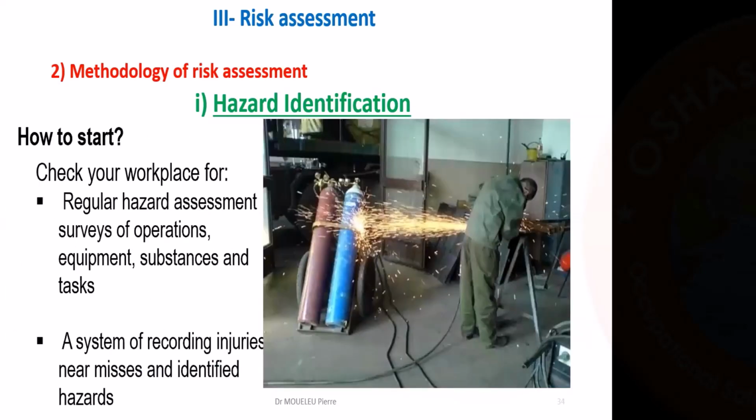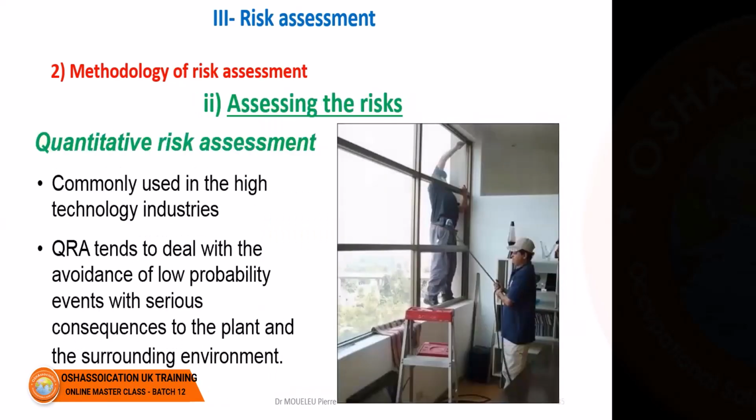And how to start hazard identification, you should check your workplace for regular hazards assessment surveys of operations, equipment, substances, and tasks. A system of recording injuries, near miss, and identified hazards should also be provided here. Quantitative risk assessment can be done. We are here already on the risk assessment.